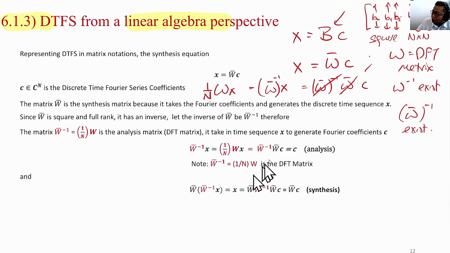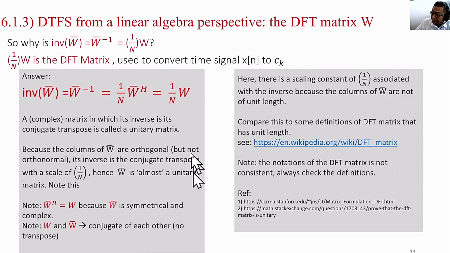We're trying to show you that because B has orthogonal columns, the inverse exists, and it is very easy to calculate the inverse. The 1 over n comes out because the columns of B are not orthonormal. The details of what I have just spoken are listed here. Please go through it by yourself.